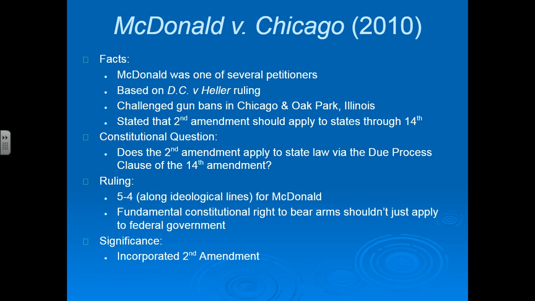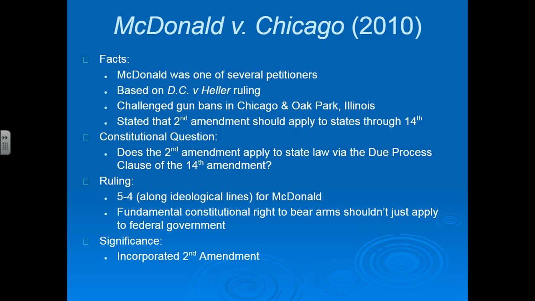All right. And then McDonald versus Chicago is the other incorporation case that is required by the College Board. Like I said, that's in 2010. There's a whole bunch of cases that were put into one on this, and it just took the name of one of the petitioners who brought the case. So that happened to be McDonald. And this case was based on the DC versus Heller ruling, which again is not a required case. That was in 2008.